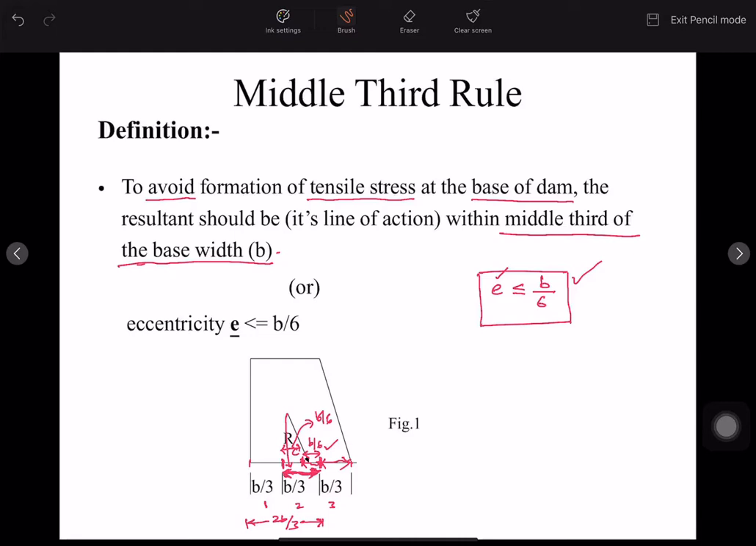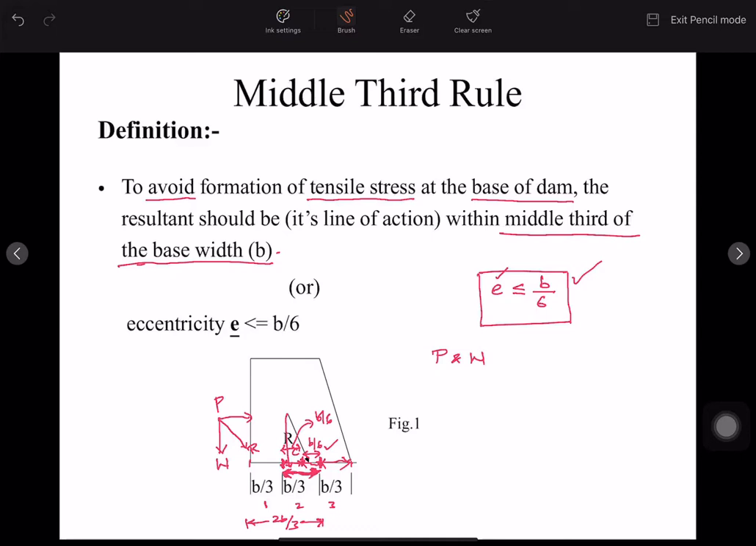But it won't pass through this area because R is a resultant of P and W, right? P is horizontal force and W is vertical weight of the dam. So as these two are perpendicular, these two are separated at 90 degrees. If these two are at 90 degrees, R passes at an angle of 45 degrees from P or W, right?